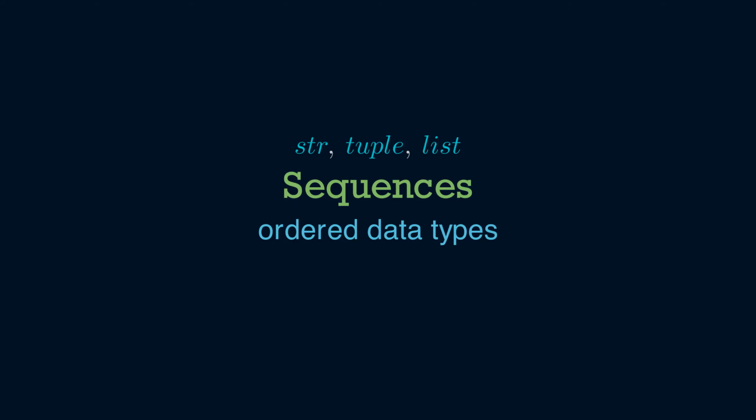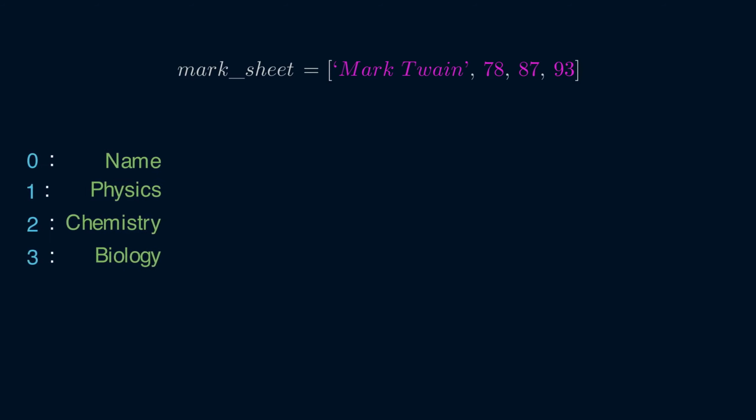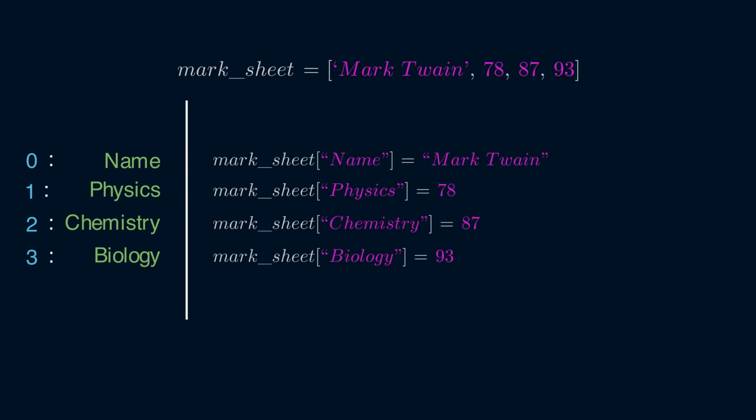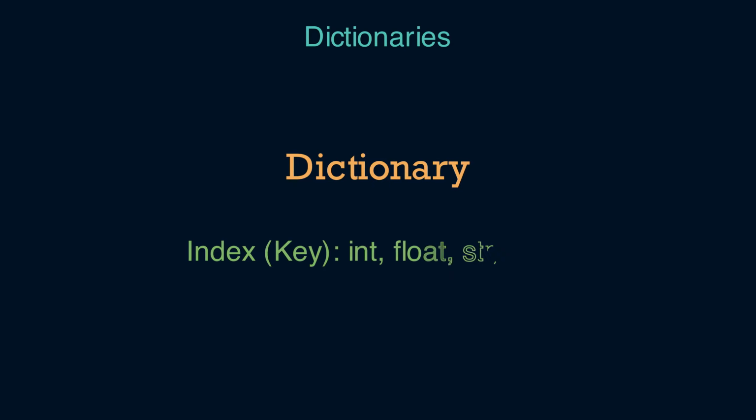Now we have covered 3 sequences. All 3 use an integer as index to access elements. Here's a list with name and marks of one student. We have to remember what each position represents. Isn't it good if we can use a string index here? Dictionary is the data type that supports it. Index can be any unique immutable value.